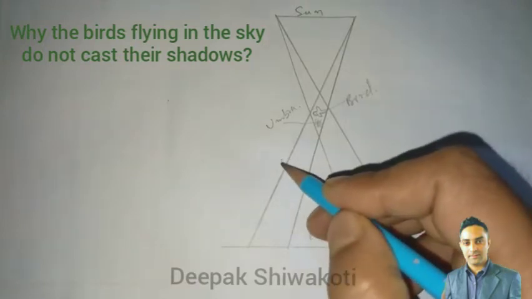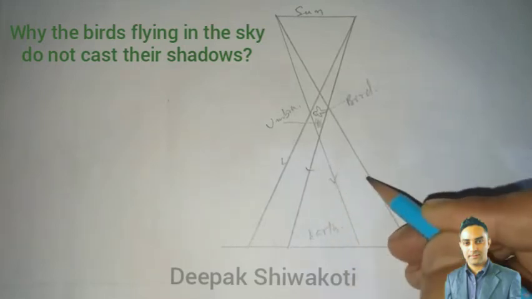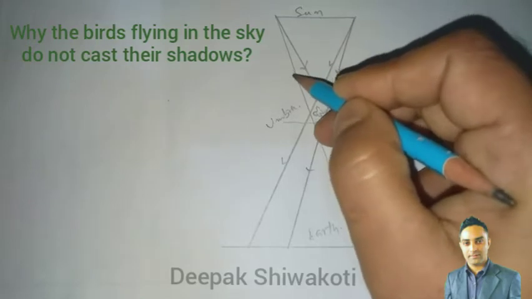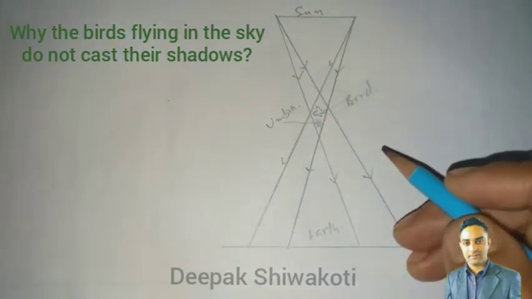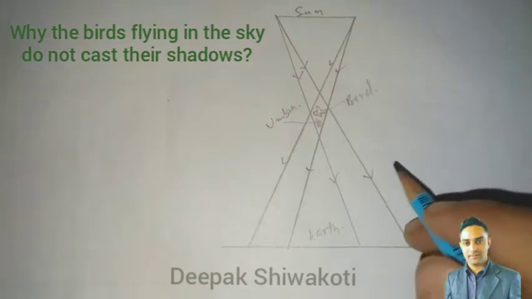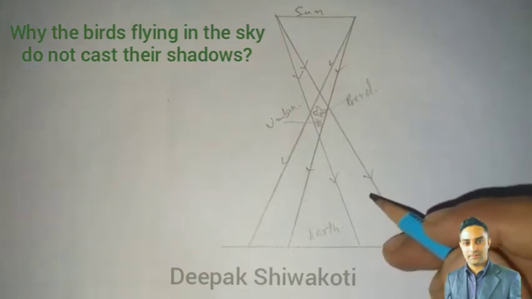These are the rays. Give the arrows. Now this is the diagram of why birds flying high in the sky do not cast their shadows.